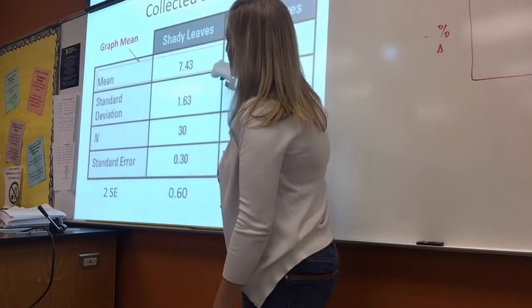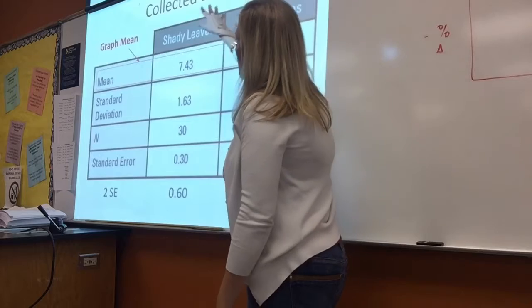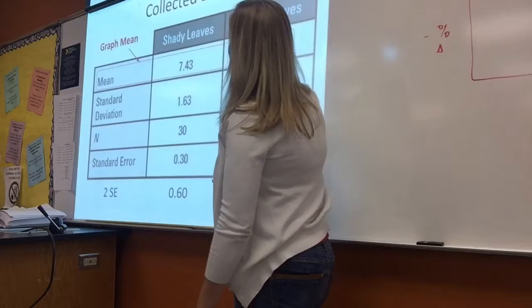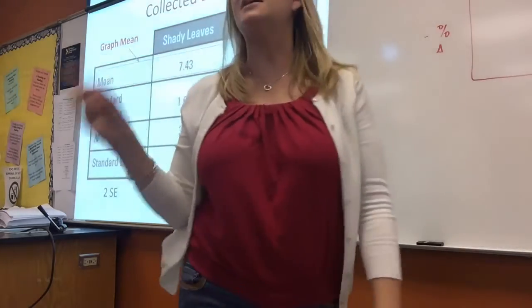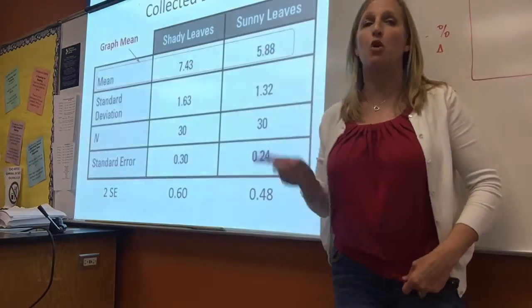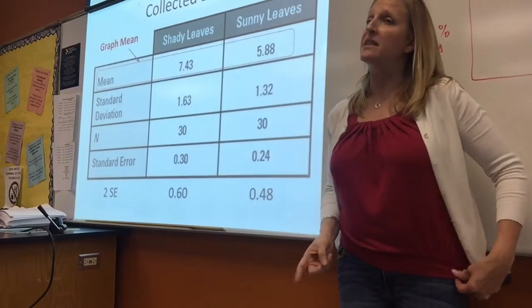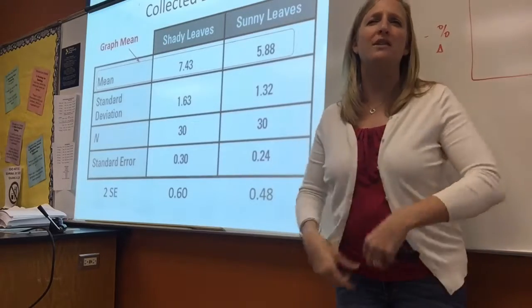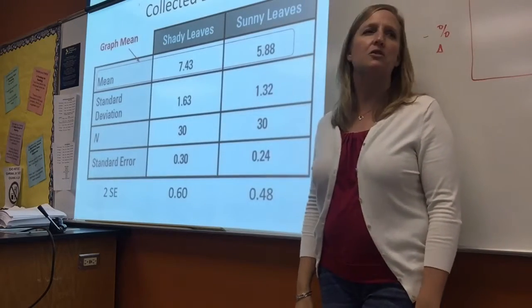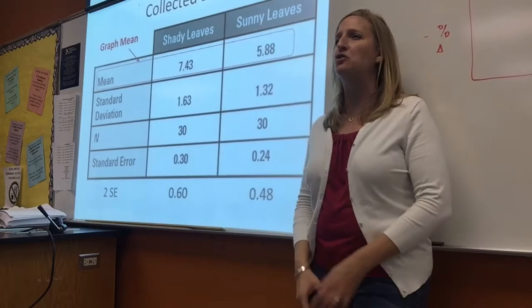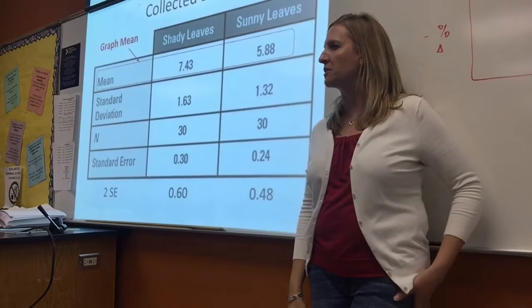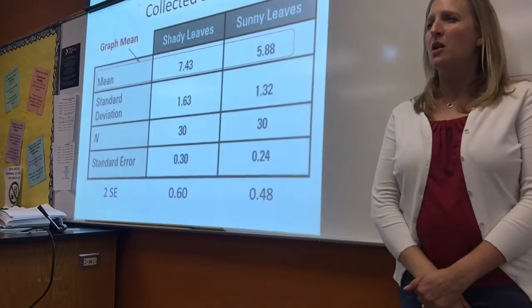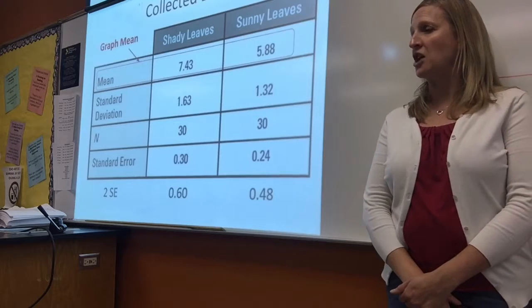For this particular piece of data, we have 30 leaves here and get the mean, and 30 leaves here and get the mean, shady and sunny. We're going to graph the mean. Can somebody tell me why it would be more appropriate to use a bar graph in this case versus a line graph? Do you guys know how to tell when you're going to use a bar graph and when you're going to use a line graph in determining how to graph your data, other than your teacher telling you what to do? Anybody have an idea of how we would determine that? Jace?